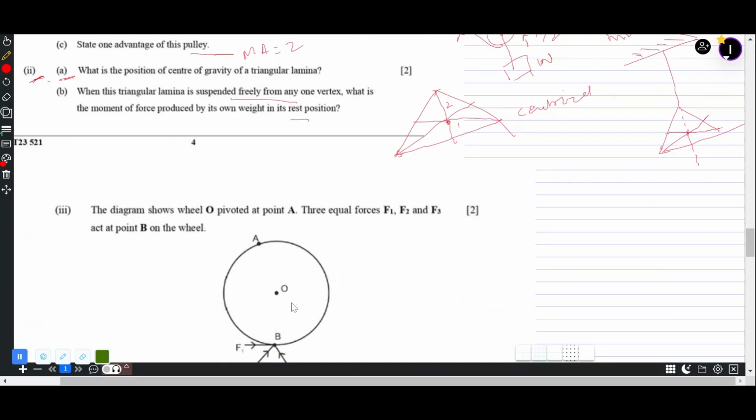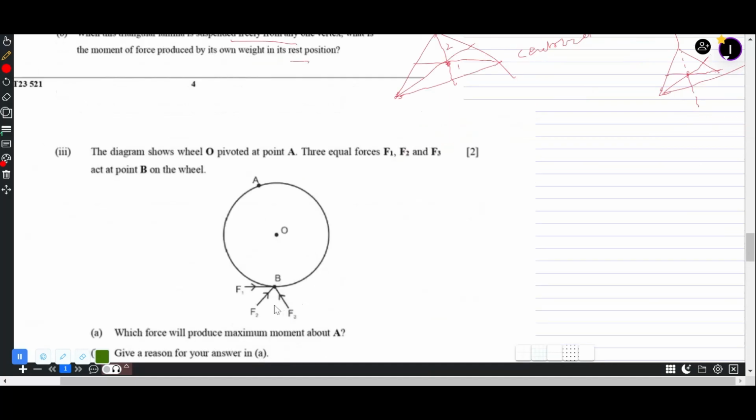Diagram shows wheel O pivoted at point A, three equal forces. Now we are in part 3. The wheel is pivoted at point A. At point A I have pivoted it. Now there are three equal forces F1, F2, F3. So the forces are equal, right? So F is same.